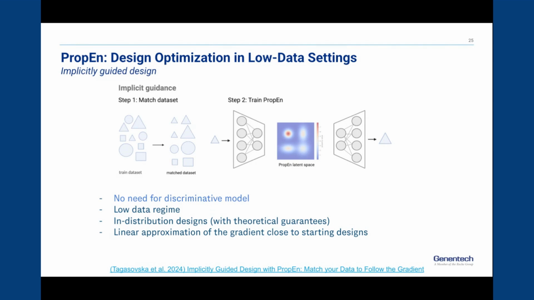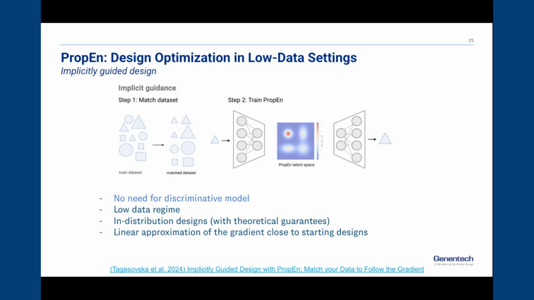We introduced a model called PropN. Basically, we realized that the discriminator is the bottleneck for this, and we decided to find a workaround and completely sidestep this explicit guidance. And so we successfully do that by incorporating a technique that is coming from causal inference called matching. And this lets us train a discriminator-free model. So we only have one model here that is very suitable for low data regime.